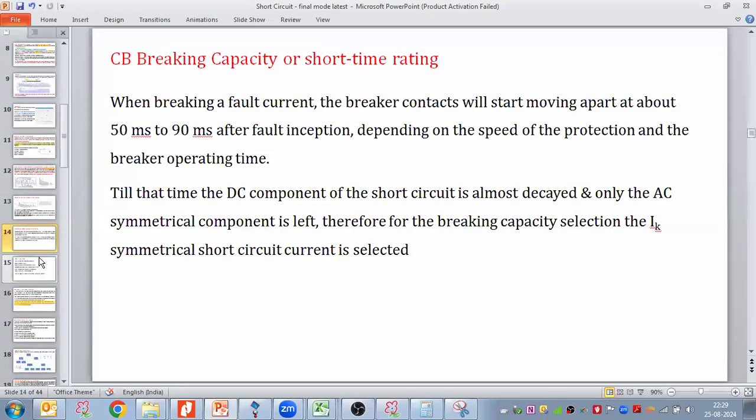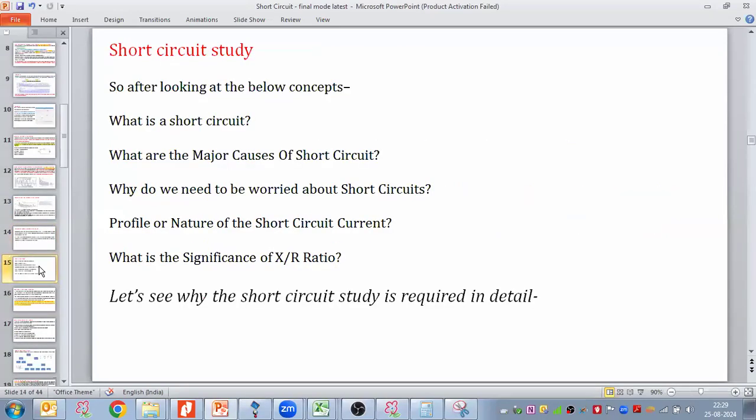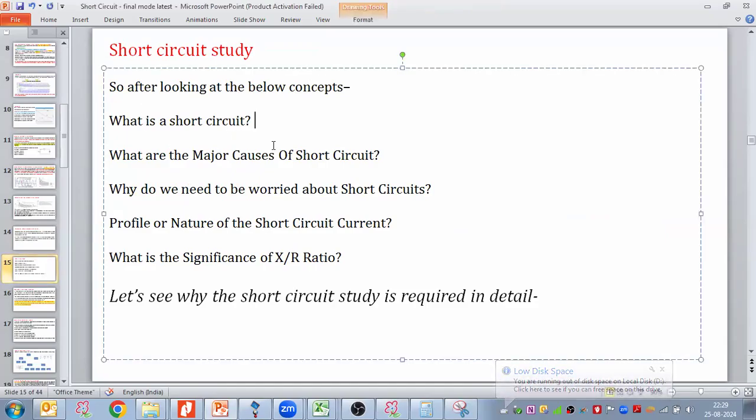Am I making sense? I'm just trying to club all the discussions that we have had around the short circuit concept. So what did we discuss so far? We discussed what short circuit current is. I hope everyone is clear about this. What are the major causes of short circuit current? I hope everyone is clear. We discussed why we need to worry about the short circuit current. I hope everyone is clear.